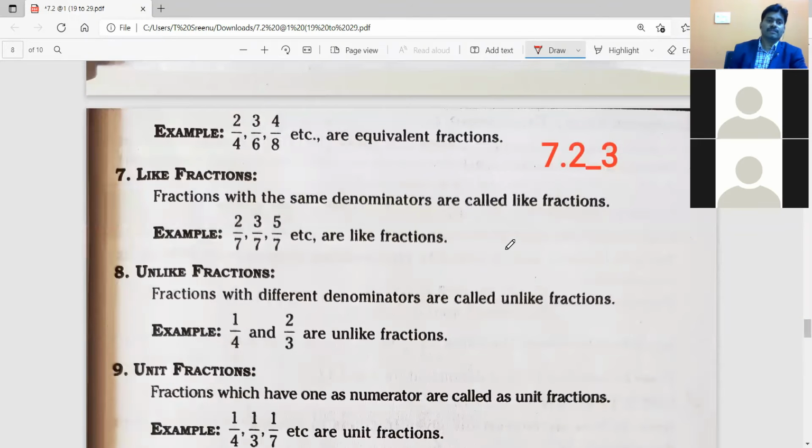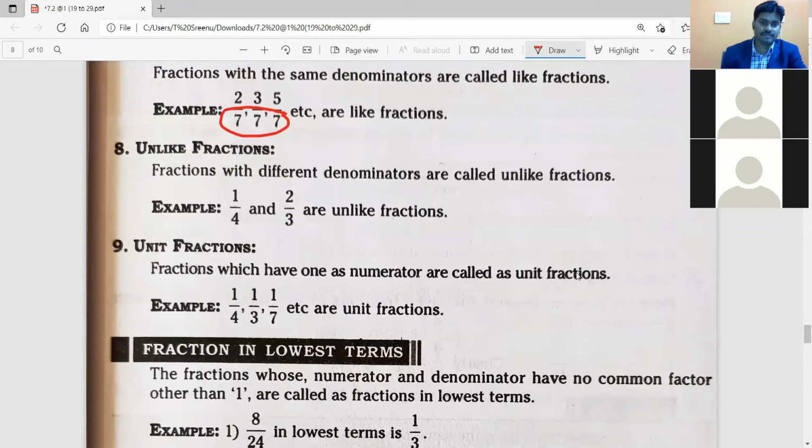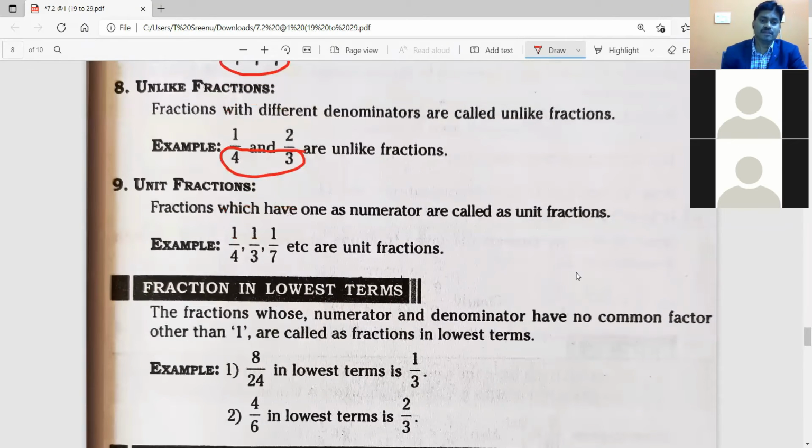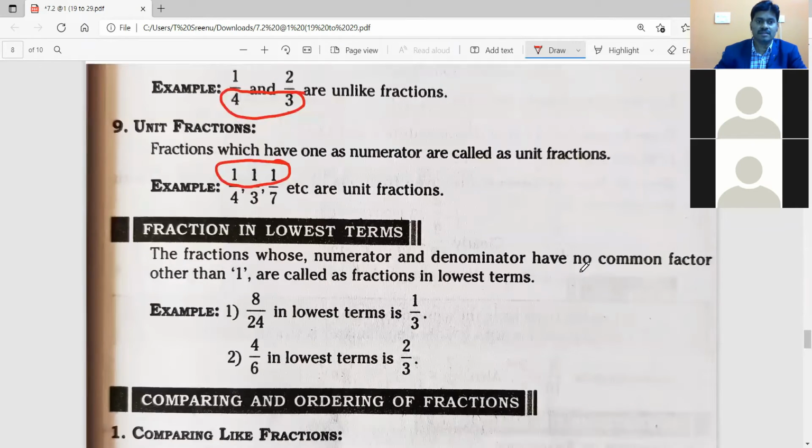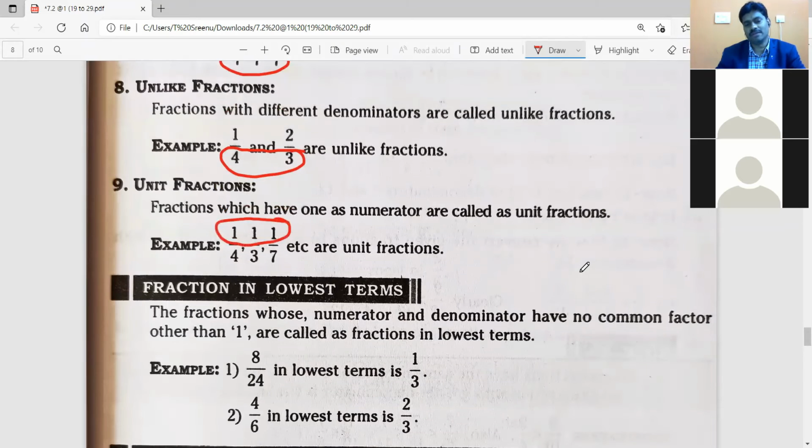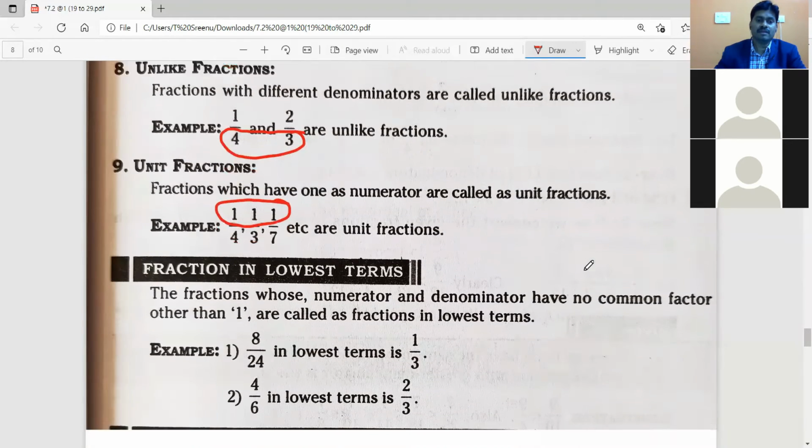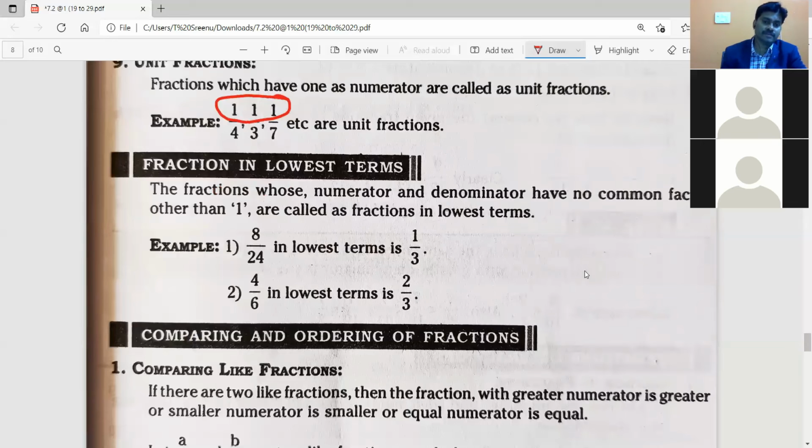Like fractions have the same denominator. Unlike fractions have different denominators. These two are different denominators, so they are unlike fractions. Unit fraction, numerator should be 1. Till here, types of fractions. Only one new word, vulgar fraction, where the denominators are not 10. And now we are going to the problems.